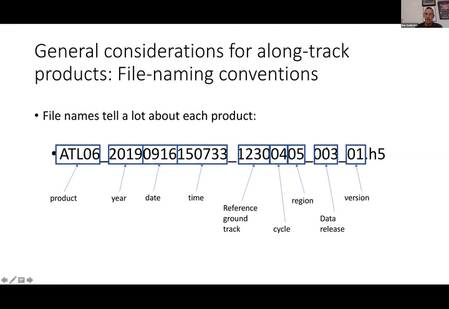Anything you order from NSIDC now will have release 3, and almost all of them will be version 1, although every once in a while you see a version 2 where something had to be corrected on the product. So people who are experienced with ICESat-2 can look at one of these product names, and they'll quickly pick out the date that it was collected and what reference ground track and what region it is, and then the cycle number. So all these things are ways that you can sanity check, making sure that a granule of data that you have is where you think it should be.